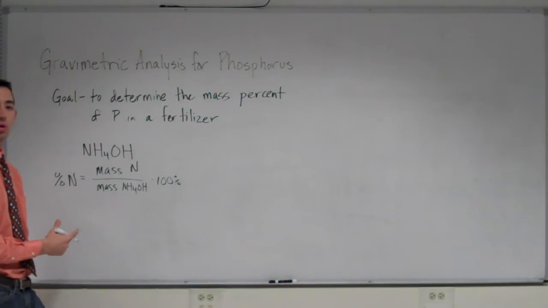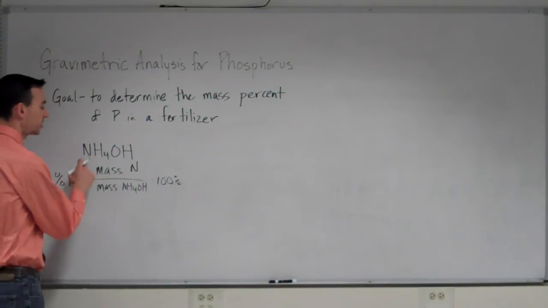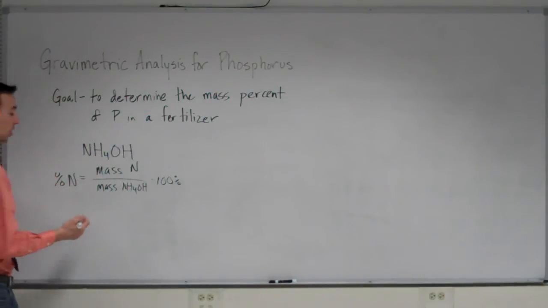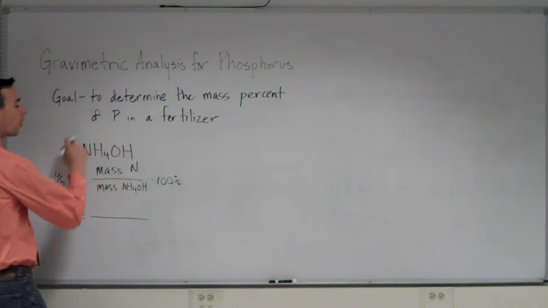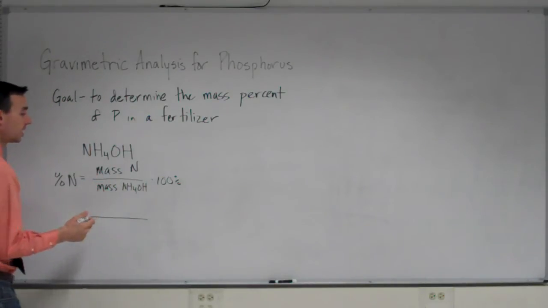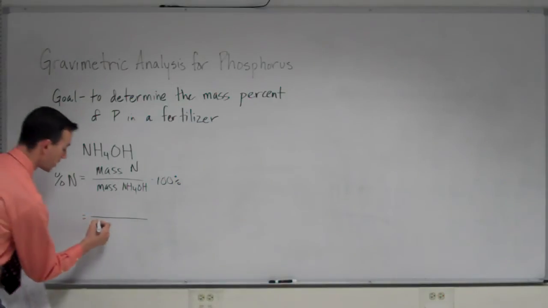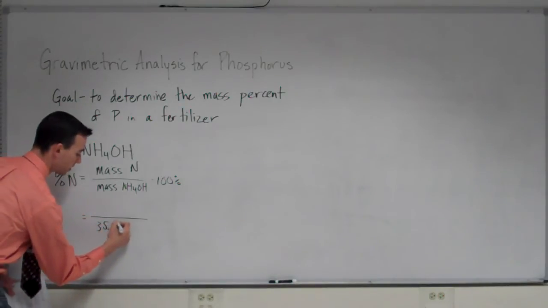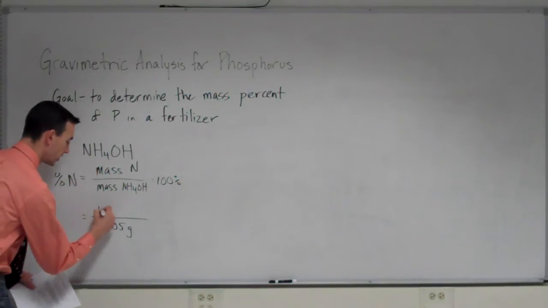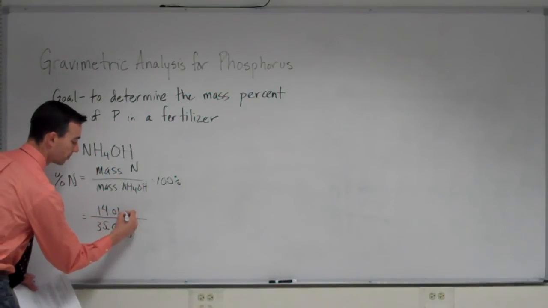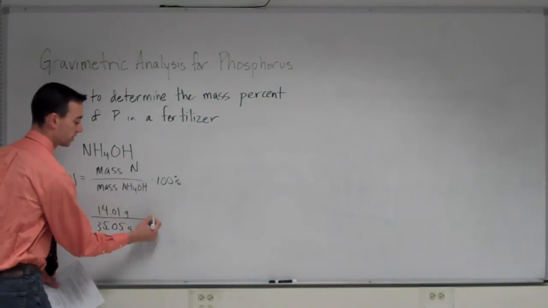Now we don't have any actual masses of compound. We haven't been told any particular masses. But the ratio of nitrogen to ammonium hydroxide would come from the molar masses. Every 1 mole of ammonium hydroxide, which would have a total mass of 35.05 grams, would contain 1 mole of nitrogen, whose mass would be 14.01 grams.